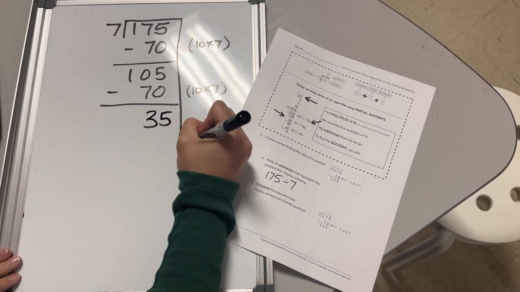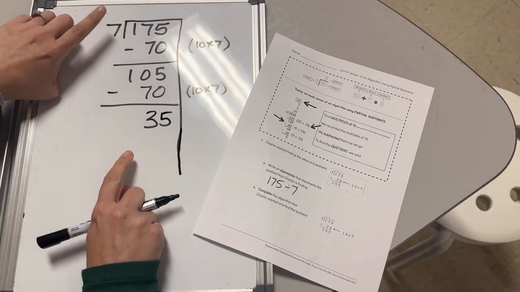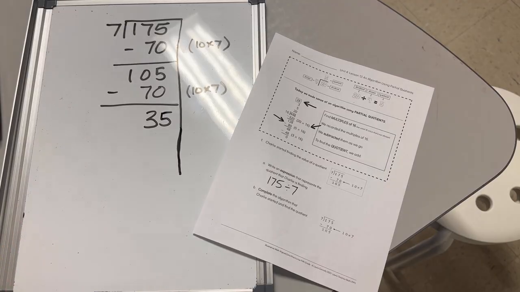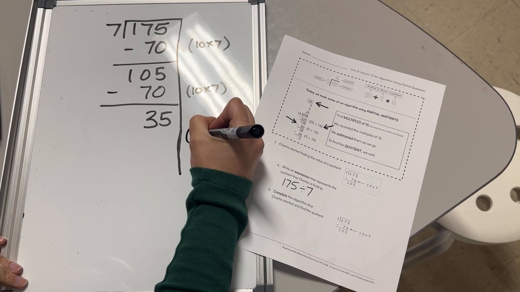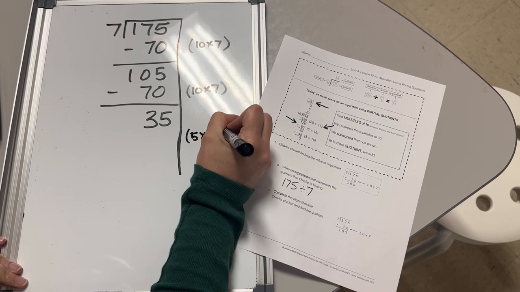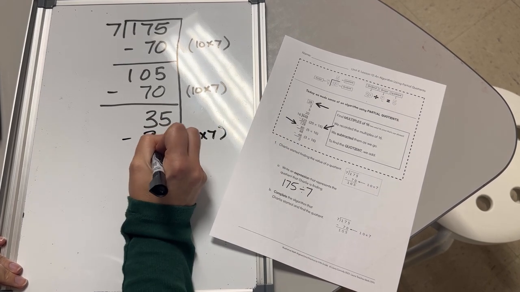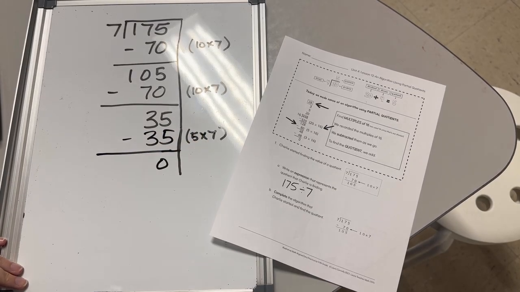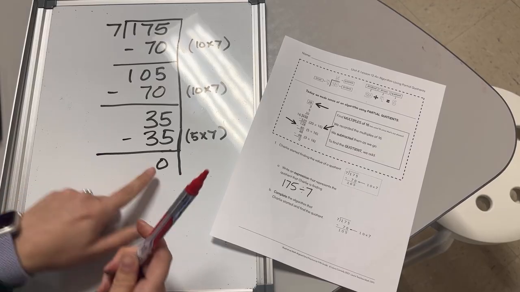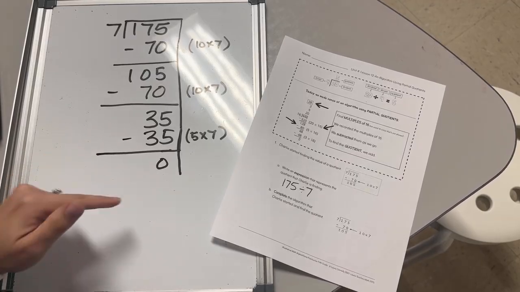So now with my 35, I'm trying to think, how many times can the 7 go into 35? And I know that 5 times 7 is going to give me that 35 to subtract. And now I'm at 0. So now my goal is to actually get an answer. And I have to figure out, well, where's the answer here? I'm at 0. 0's not the answer.